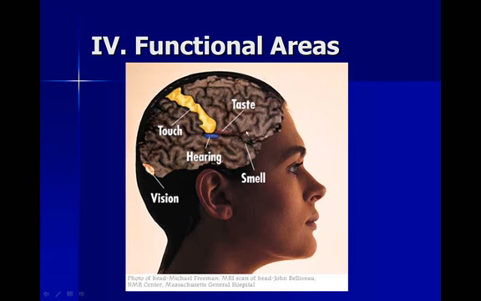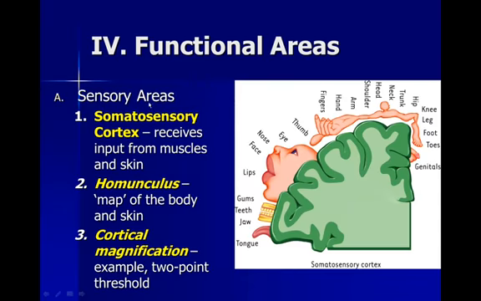Now, that's basic anatomy. Let's take a look at some of the functional areas. We've already talked a little bit about some of these functional areas like vision and touch, and taste, and hearing, and smell. We'll start first with the sensory areas. The somatosensory cortex is this part of the brain in the postcentral gyrus and the parietal lobe, which receives input from our muscles and skin. It's laid out in what's called a homunculus, or map of the body and our skin.